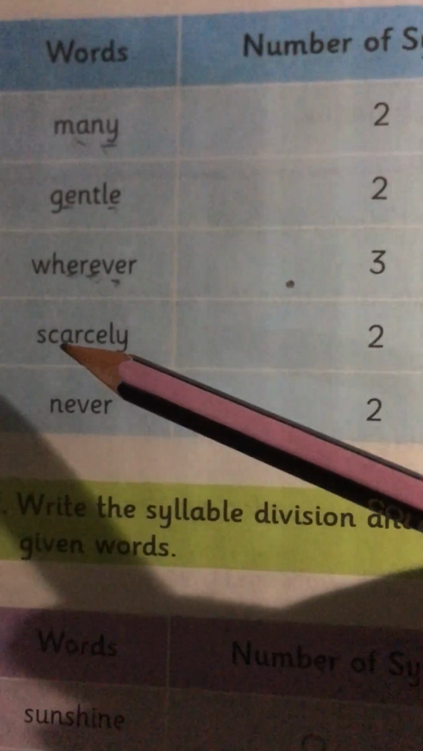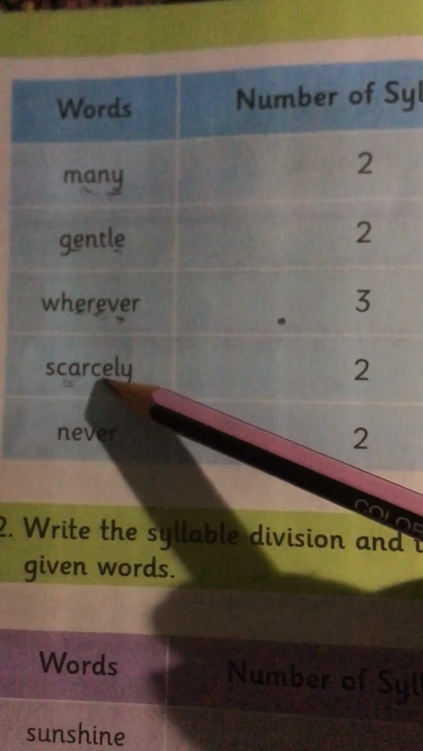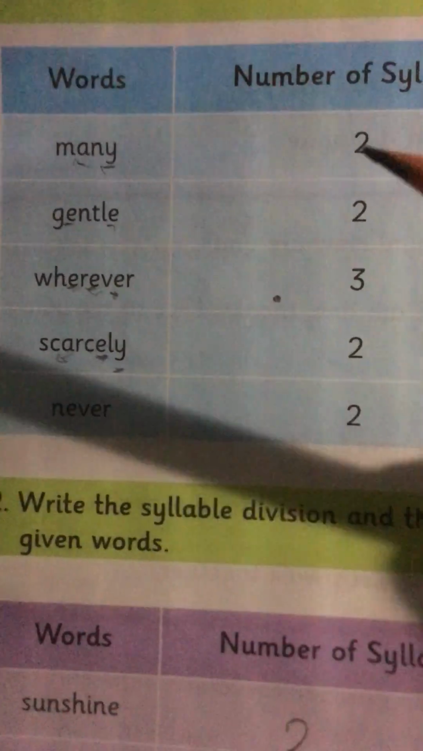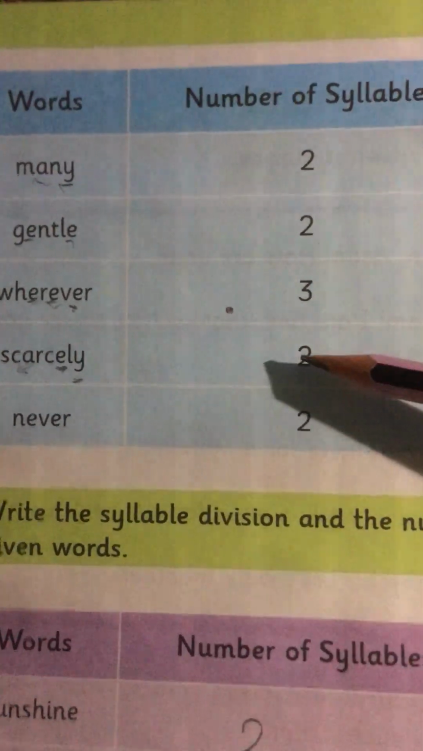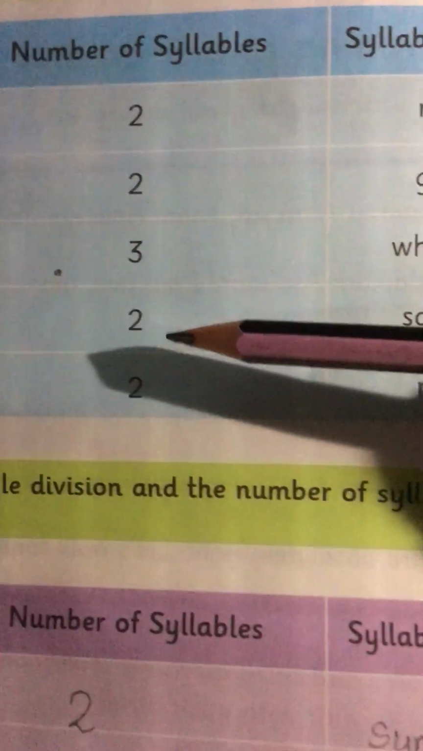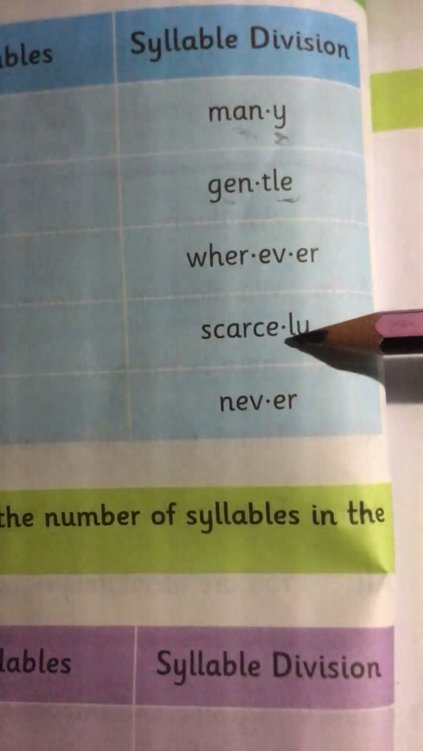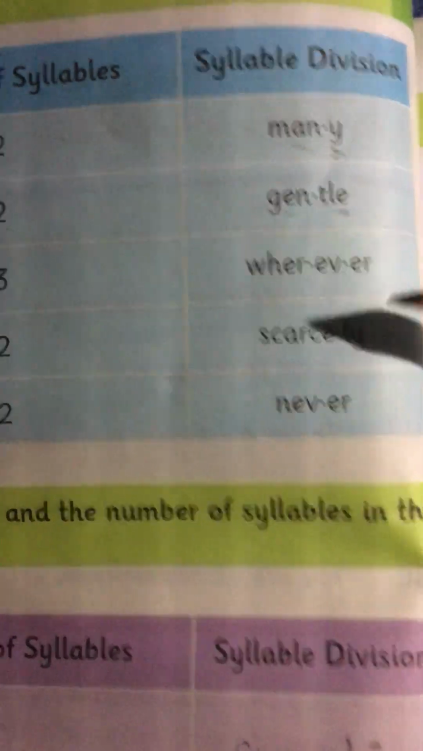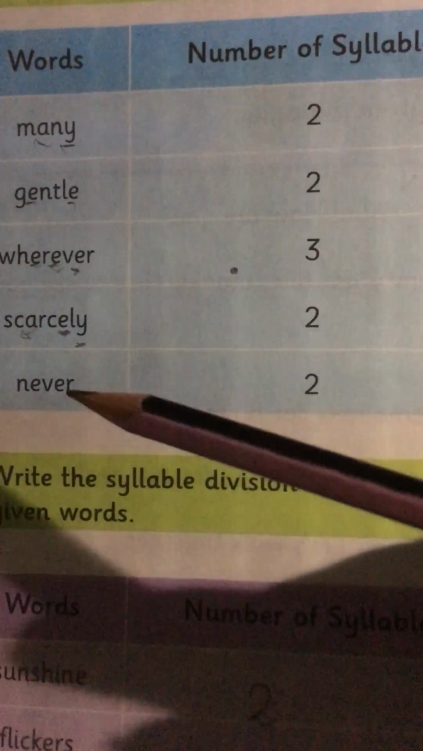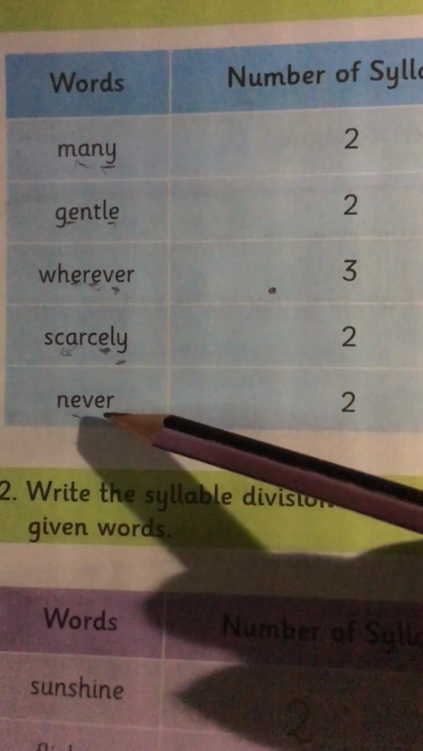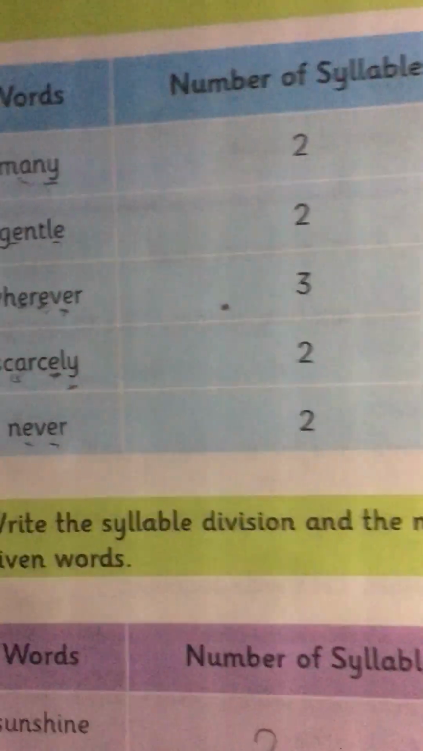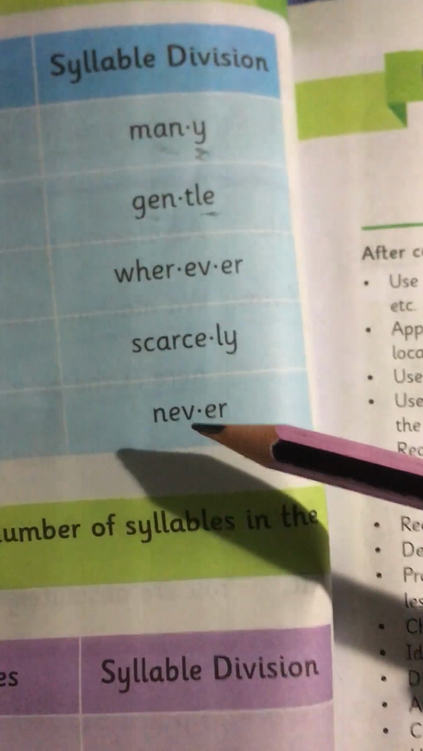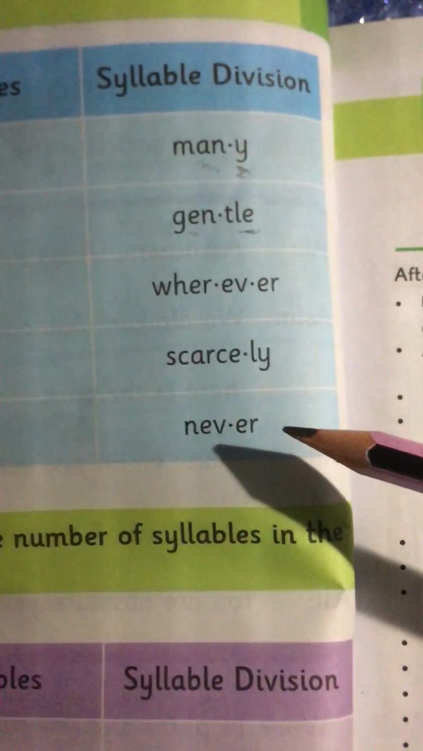Next is scarcely. A is a vowel, E is a vowel, and Y is a semi vowel. But they have divided it in two parts: scarcely. They have considered A and E. So it is a two syllable word: scarce, ly, scarcely. Never: as you know, E is repeated two times. E is a vowel and it is repeated two times. So, nev, er, never. Hope you will get the idea why they have called two syllable, three syllable words.